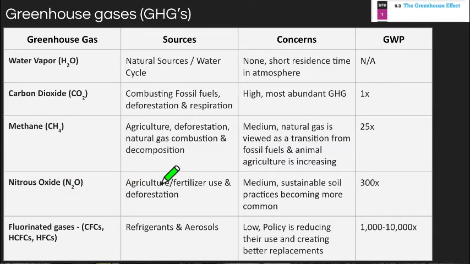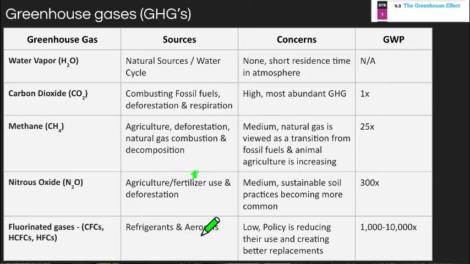Nitrous oxide, we're looking at agriculture as the primary factor in excess amounts. Fertilizers in particular is the big one here. This is kind of a medium one too, like sustainable soil practices. Less use of fertilizers would be a big solution for that.